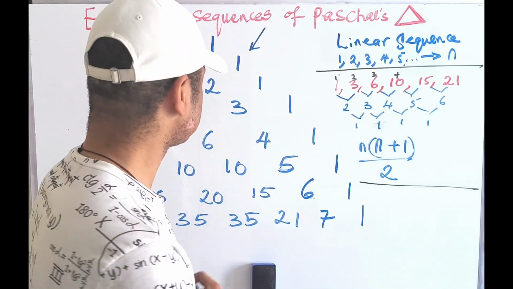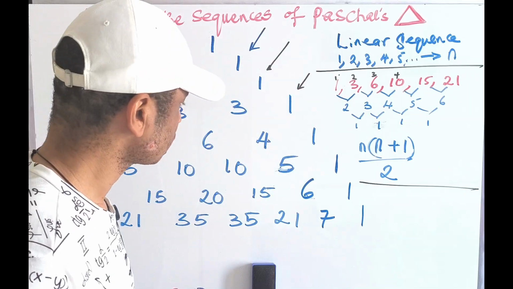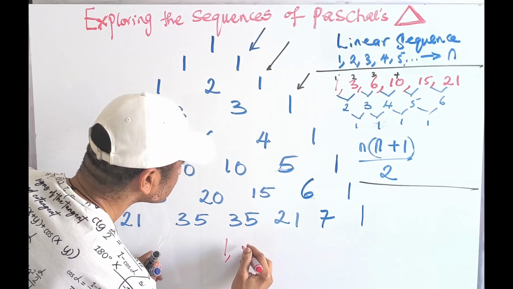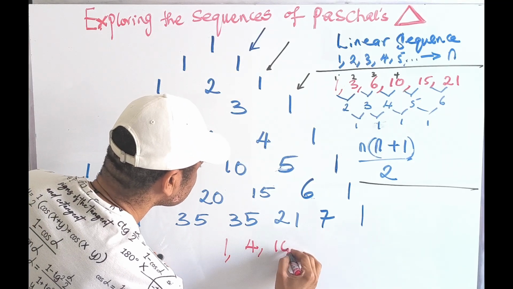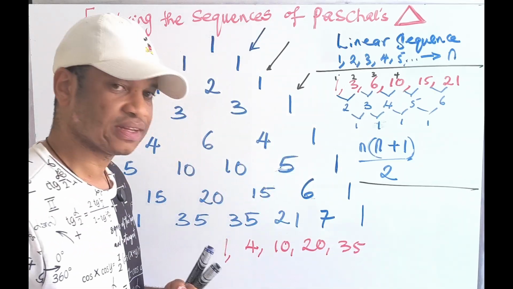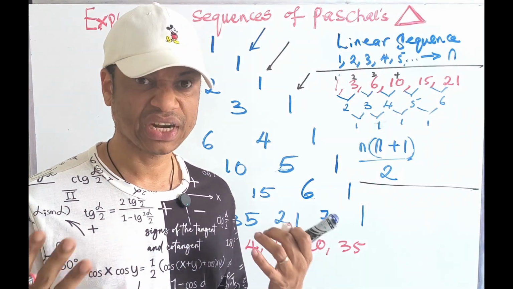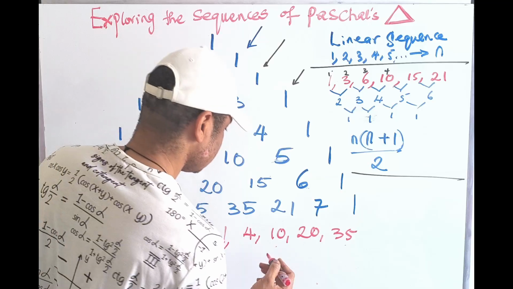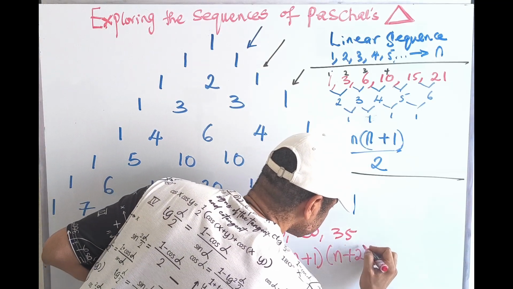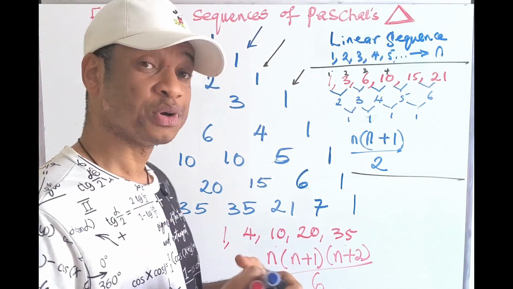Now let's see the third sequence. So I have done this. Now what about this? So let's say we have 1, 4, 10, 20, 35. Okay, all right, this is actually what we call a cubic sequence, or people call it tetrahedral sequence. Nth term for this is n times n plus 1 times n plus 2 divided by 6. This is the nth term for this sequence.